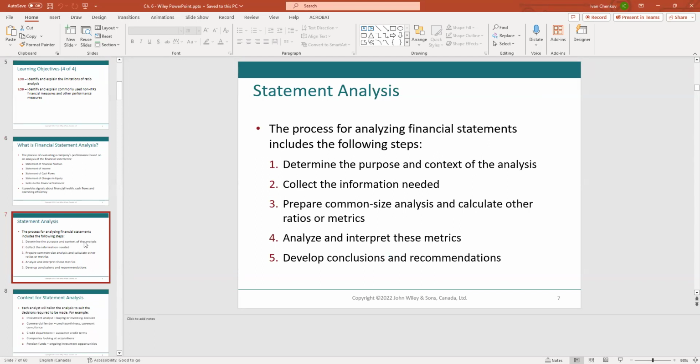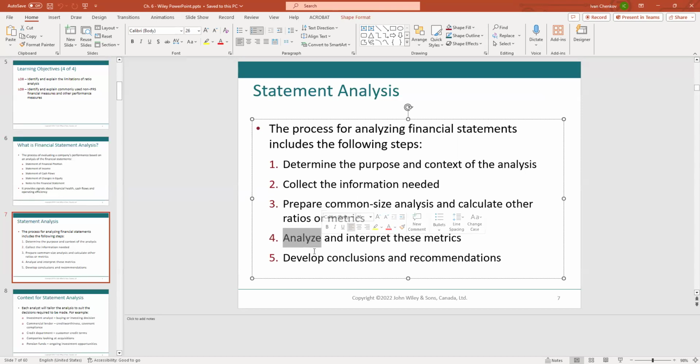Now, the process of analyzing financial statements, we can outline it in a few steps. First, we have to determine for what purpose and in which context we're going to use that analysis. Second, once we know the purpose and the context of the analysis, we're going to collect the information that we need for that purpose. Then we're going to prepare common size statements. We're going to come to what common size is. And we're going to calculate the ratios.